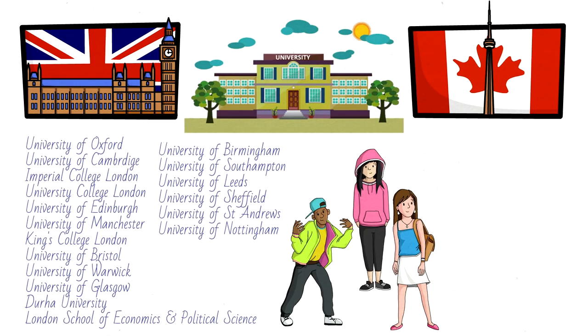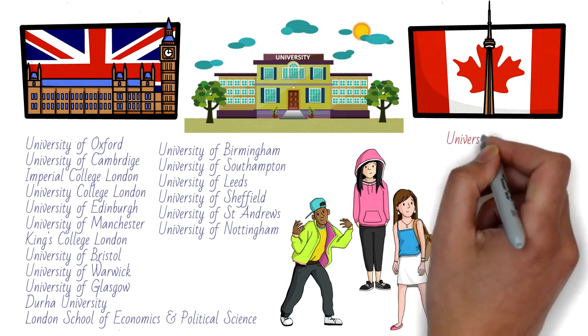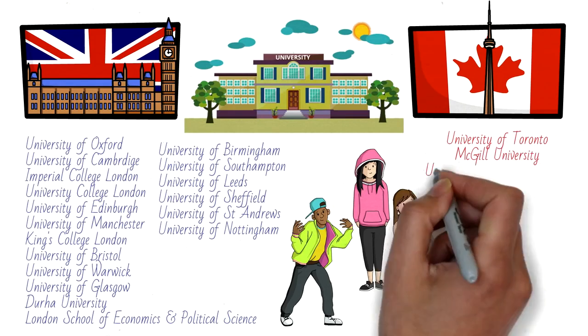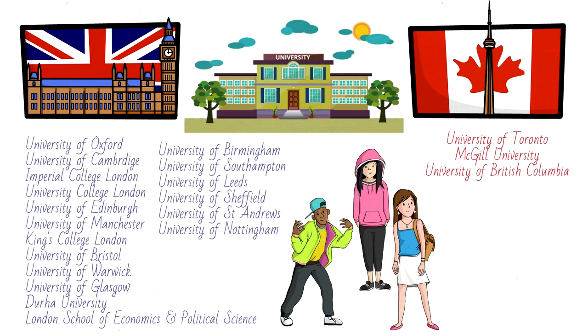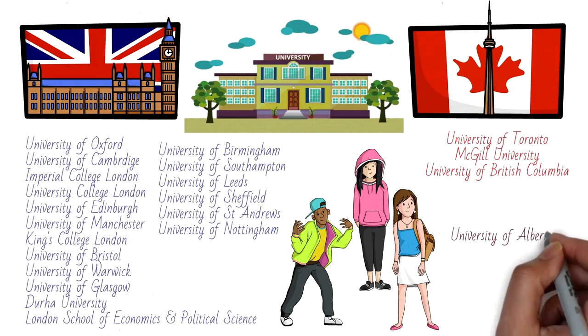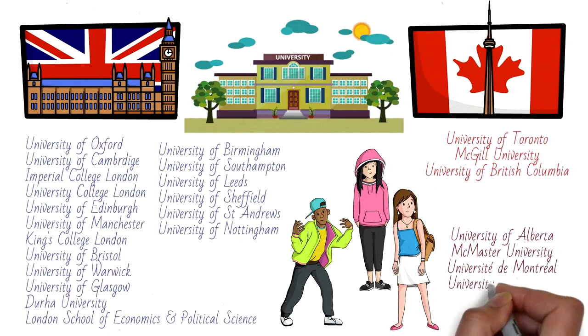While Canada has only 3 in the top 100. University of Toronto, which is obviously in Toronto, McGill University, which is in Montreal, and University of British Columbia, which is in Vancouver. Now these were the 3 in the top 100, but in the top 200 there are a few other Canadian universities as well, and they are University of Alberta, McMaster University, Université de Montréal, and University of Waterloo. However, both the countries are world's leading study destinations and provide international quality of education. UK wins this battle because of the huge list of universities that are there in the top 100.